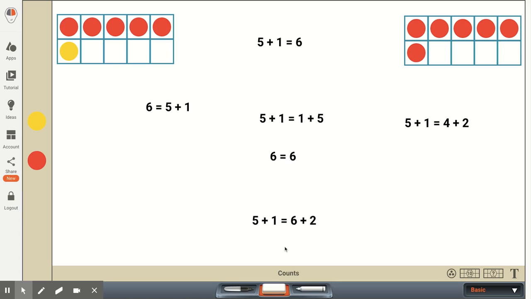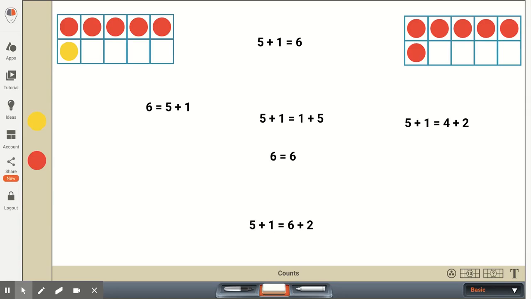And finally, on the bottom here, I have another equation. 5 plus 1 is equal to 6 plus 2. But is it a true equation? Well, the value on the left, 5 plus 1 is equal to 6. The value on the right, 6 plus 2 is equal to 8. Is 6 equal to 8? Do they both represent the same value? They don't. So even though this is an equation, this would be a false equation.